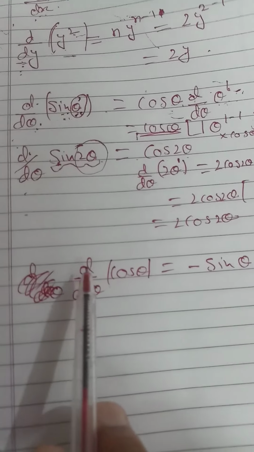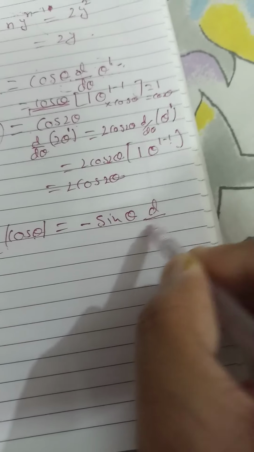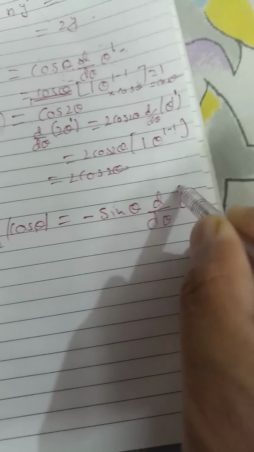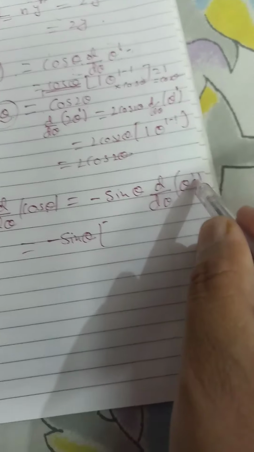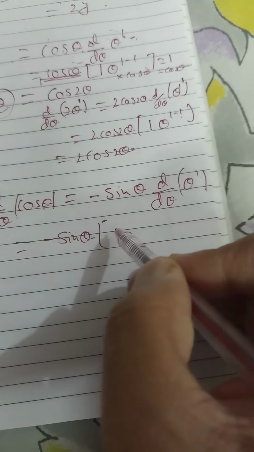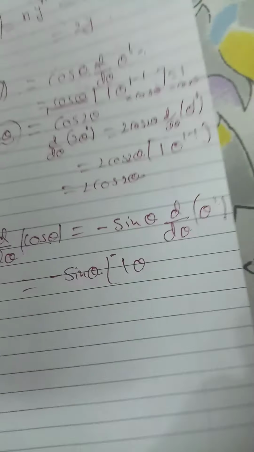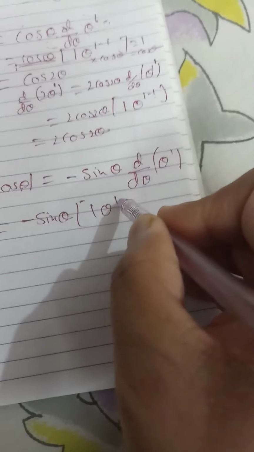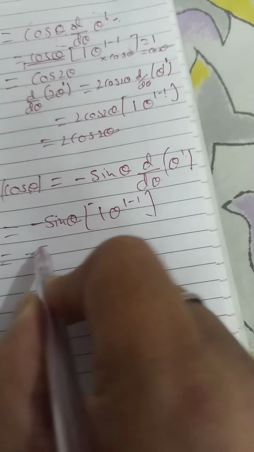I will apply the same logic. D by d theta of cos theta is minus sin theta. But I have to differentiate theta also again. So I will write here d by d theta of theta to the power 1. So it will come minus sin theta. The theta to the power 1, I will apply the same basic formula: 1 of theta to the 1 minus 1. What is theta to the power 0? Again 1. So my answer will be minus sin theta.